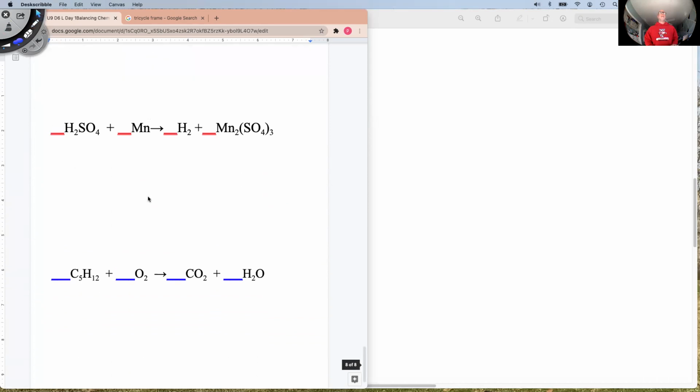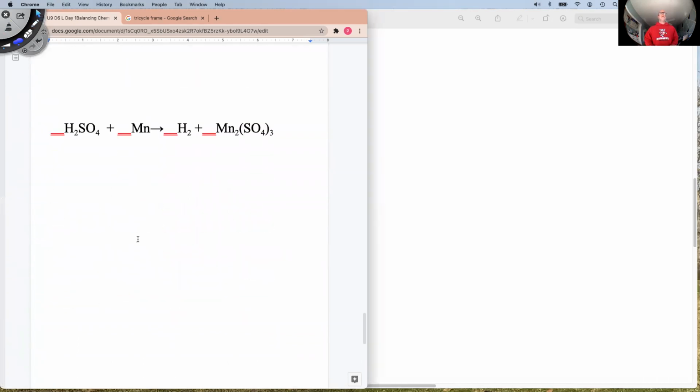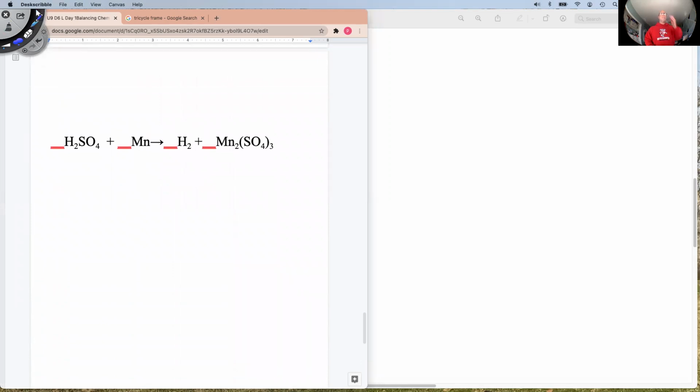All right, so let's take a look at this next one here. This next example, ladies and gentlemen, is very similar. We're going to look at it right away and say, okay, here's my halfway point. These over here are called my reactants. These over here are called my products.